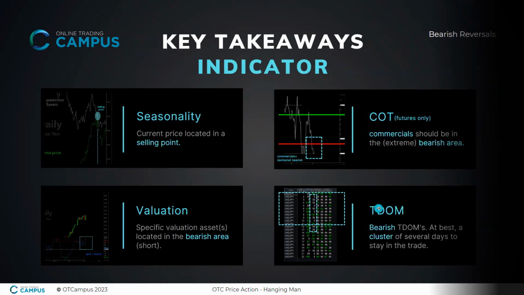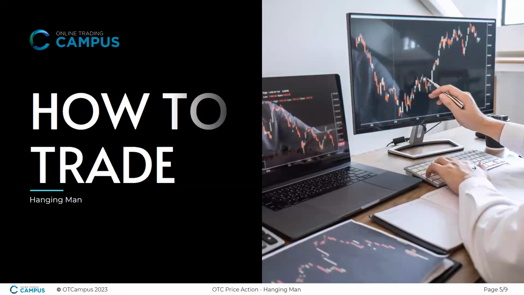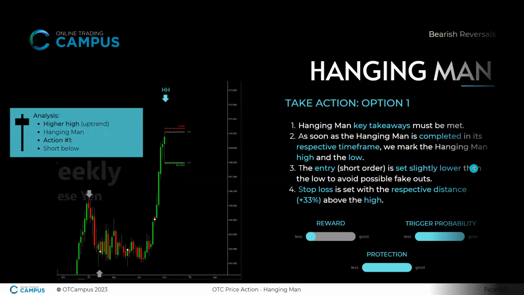And of course, a trading day of the month, a bearish trading day, at best a cluster of several days to stay in this trade to increase your profit margin. That's the idea. Those were the key takeaways for the hanging man and also the key takeaways for the indicators for this bearish reversal. Let's go into the next topic, how to trade this hanging man.